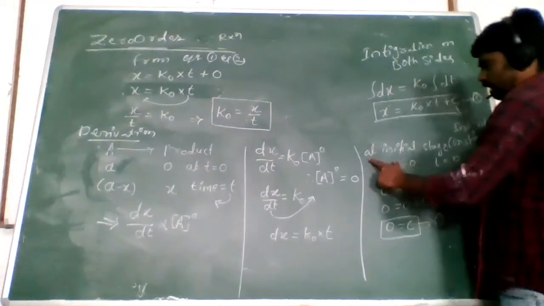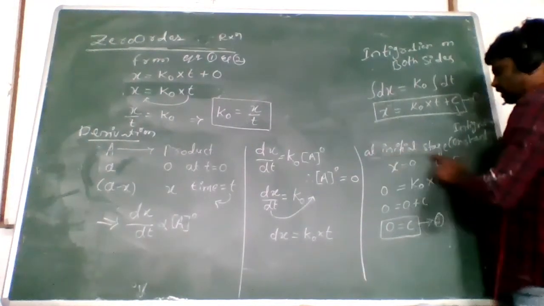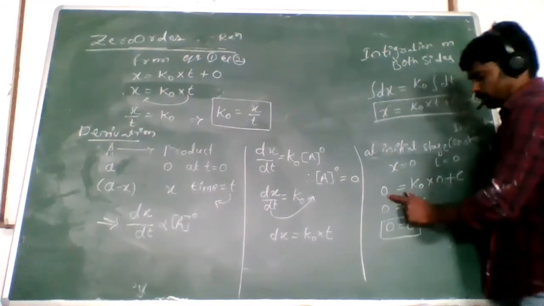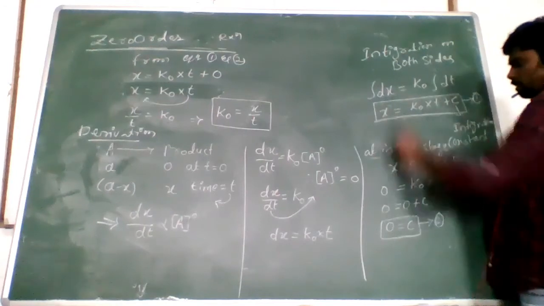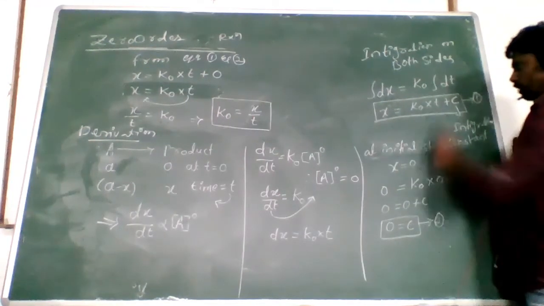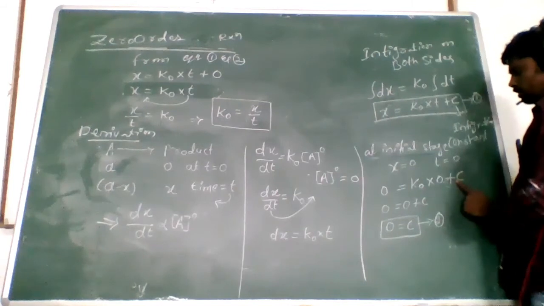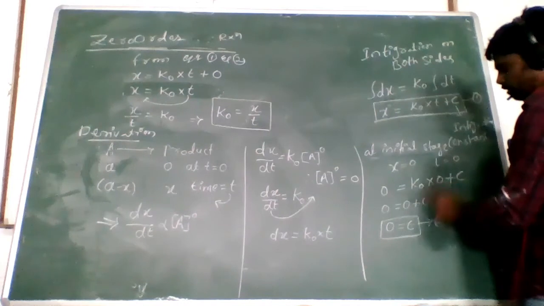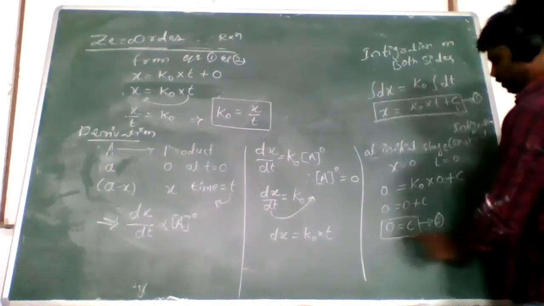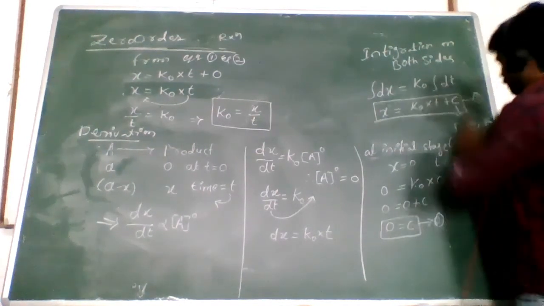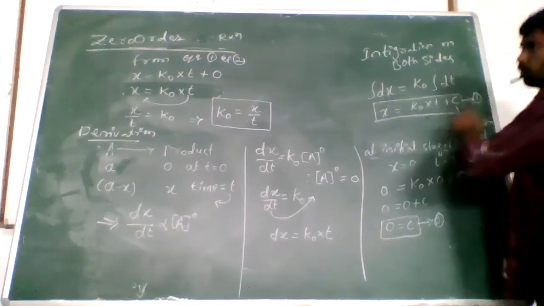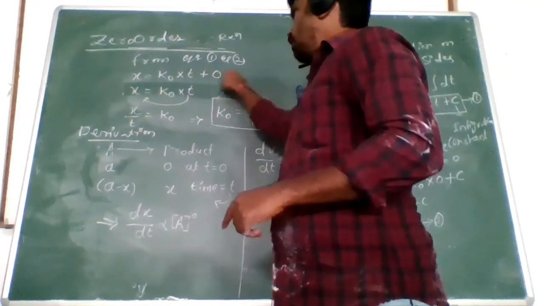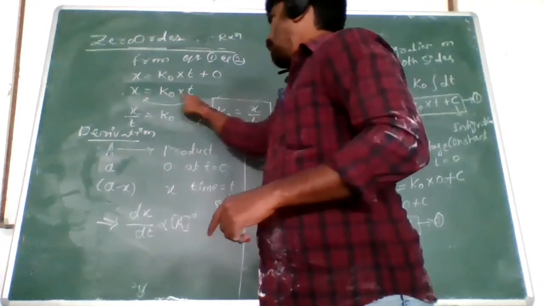Okay, clear? At the initial time, t equals 0 and x equals 0. So 0 equals k naught into 0 plus c, so c equals 0. This is equation number 2, and that was equation number 1. From equations 1 and 2, x equals k naught into t plus 0. So x equals k naught into t.